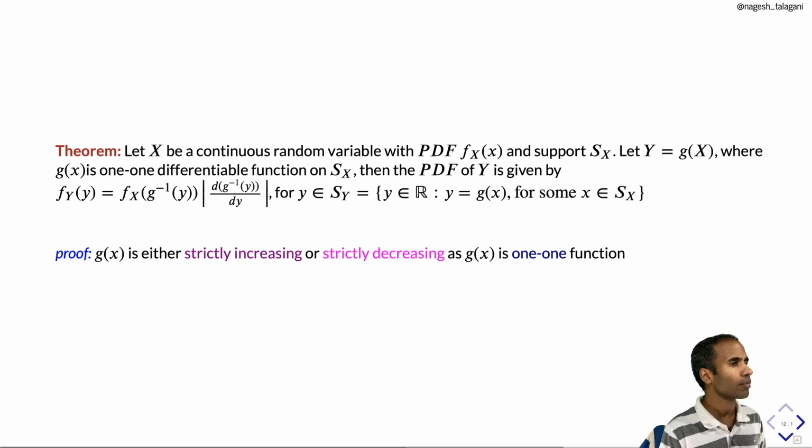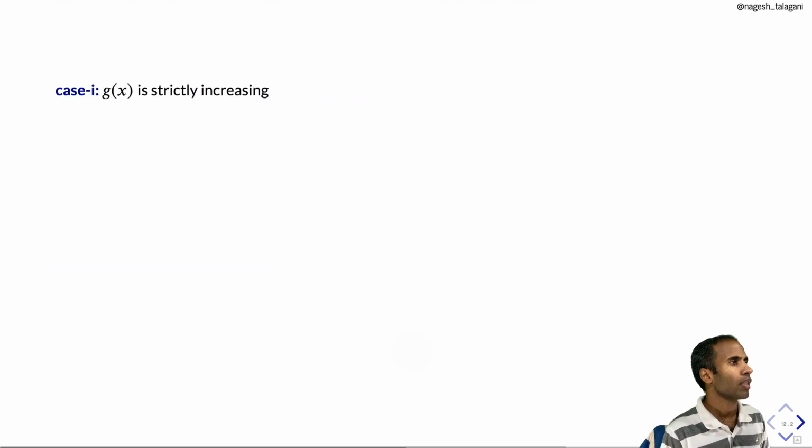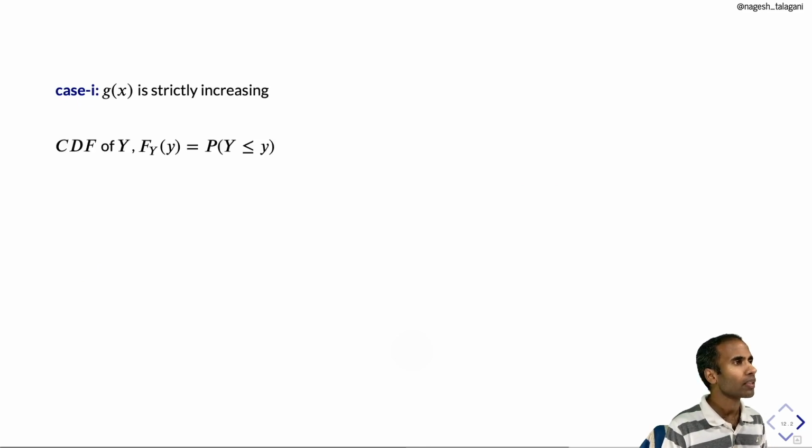Case 1: g is strictly increasing. In this case, let us find the CDF of Y and differentiate it to get the PDF of Y. So the CDF of Y, capital F_Y of y, is the probability of Y less than or equal to y. Y is g of X, so this is the probability of g of X less than or equal to y.